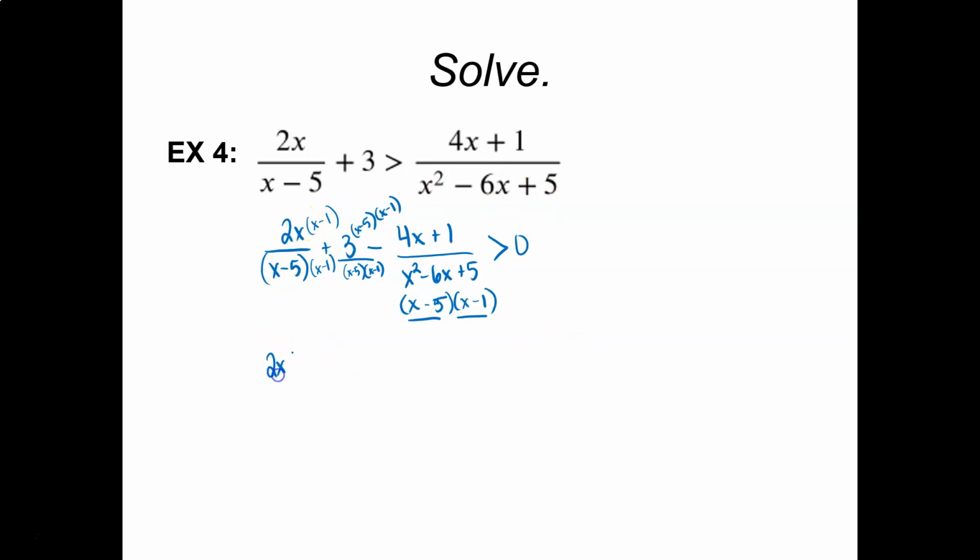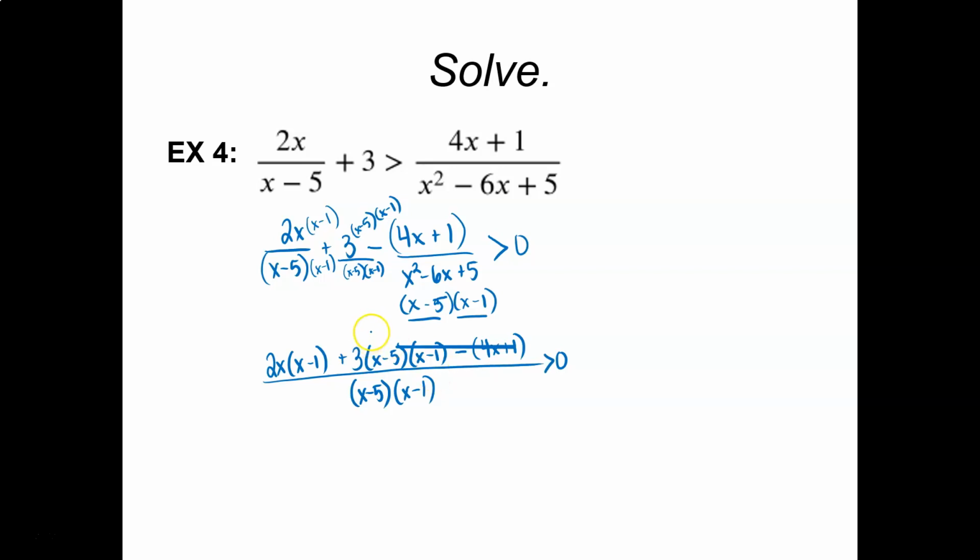So we got 2x times x minus 1 plus 3 times x minus 5 times x minus 1 minus, they're not written here, but you really need some parentheses around that, 4x plus 1 there. I don't know why it does things like that. Because you got to distribute that negative.